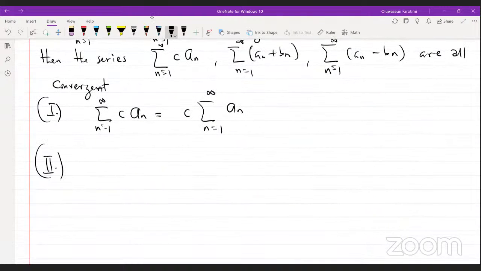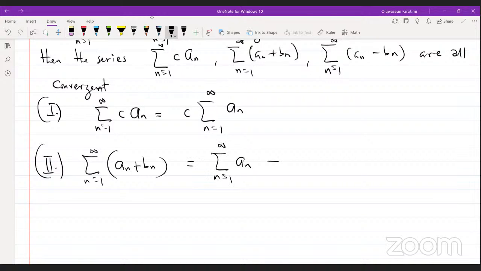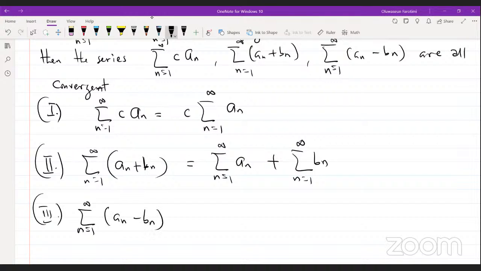Another one is if you have this guy, the sum from 1 to infinity, this is a_n plus this guy. And then the last part, from 1 to infinity, this is s_n minus this guy.